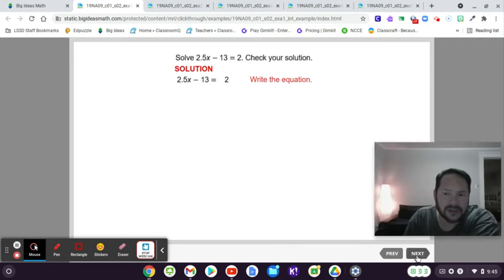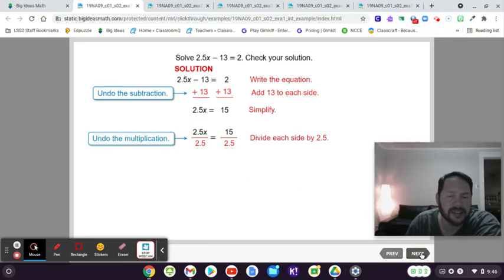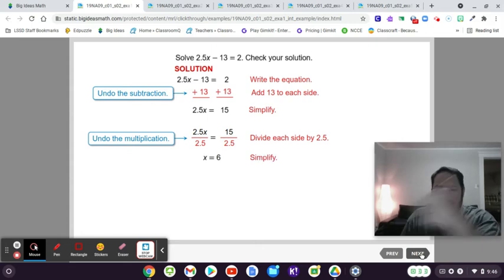So we're going to start by adding 13 to each side. There it is. And then you're going to be left with 2.5x on the left. And on the other side of the equal sign, you now have 15. So now to get rid of this 2.5, this means multiply. The inverse of multiply is to divide. So you divide each side by 2.5, and 15 divided by 2.5 is 6. Yay! Hopefully that's what you got for your answer.